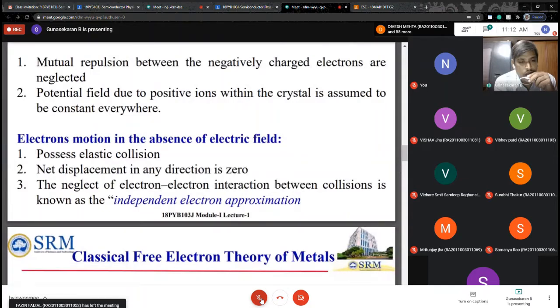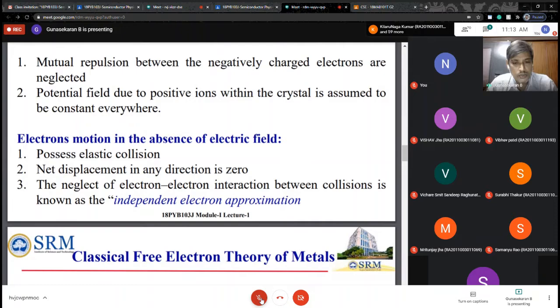Then how do these electrons behave in the presence of an electric field? For example, when there's no electric field, the electrons move freely here and there and collide with each other, and each collision is elastic. But what happens when some external field is applied? That's why we look at the electron motion in the presence of an electric field. Now the electrons are not free to move. They are restricted in their movement.